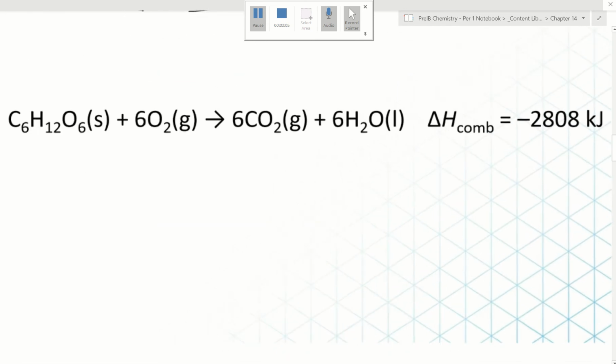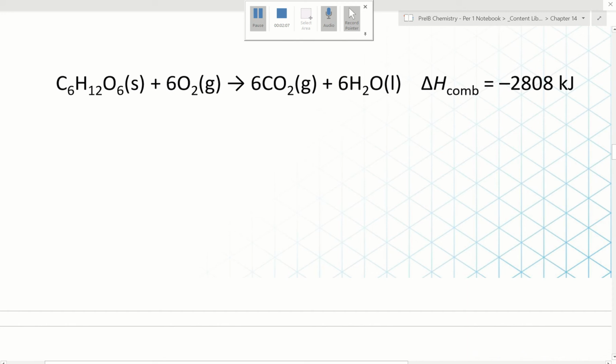So this is a chemical equation right here. This is glucose being reacted with oxygen in a combustion. So we're burning sugar here, and we're producing carbon dioxide and water. Notice they all have coefficients, so that is a balanced chemical equation. And it tells me the enthalpy of combustion.